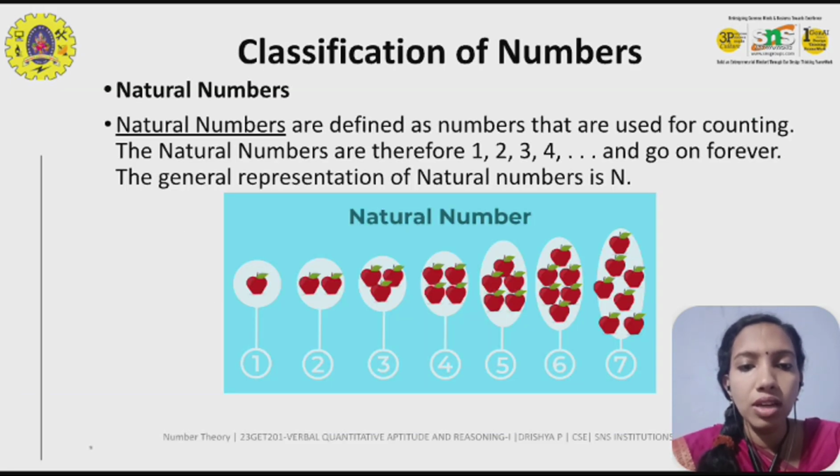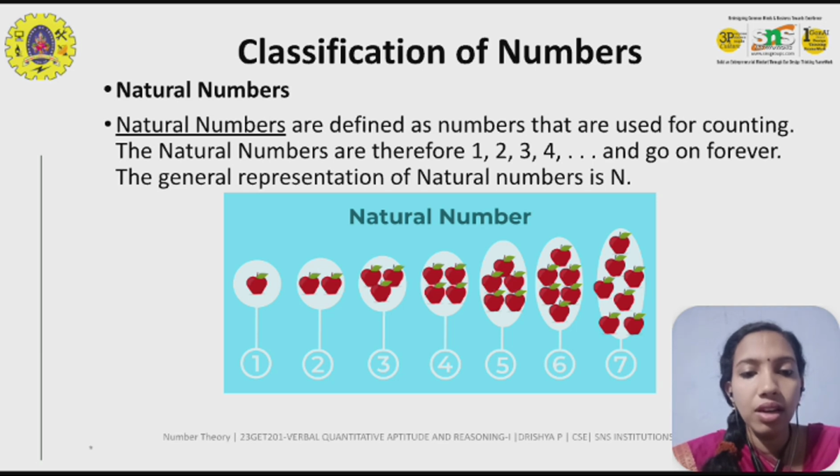First one is natural numbers. Natural numbers are defined as numbers that are used for counting, which means positive numbers. The natural numbers are therefore 1, 2, 3, 4, etc., and go on forever. It starts from 1. The natural number is represented by the letter n, and here is the graphical representation of natural numbers.